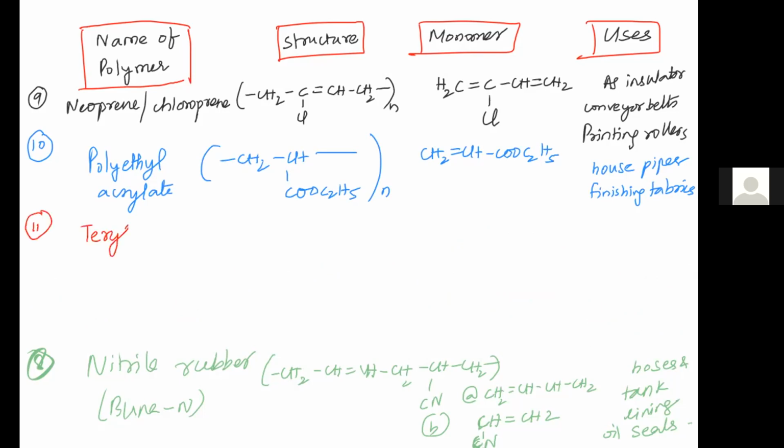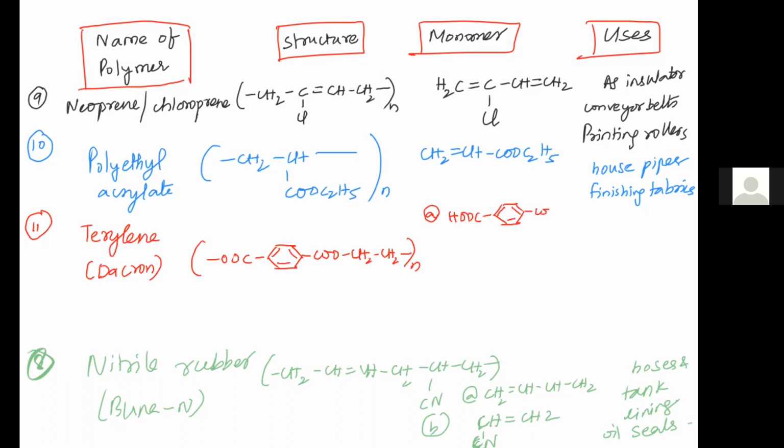Eleventh, terylene, which is also called Dacron. A is HOOC, COOH. B, HO, CH2, CH2OH. This is used for making fibers, safety belts, tents, etc.